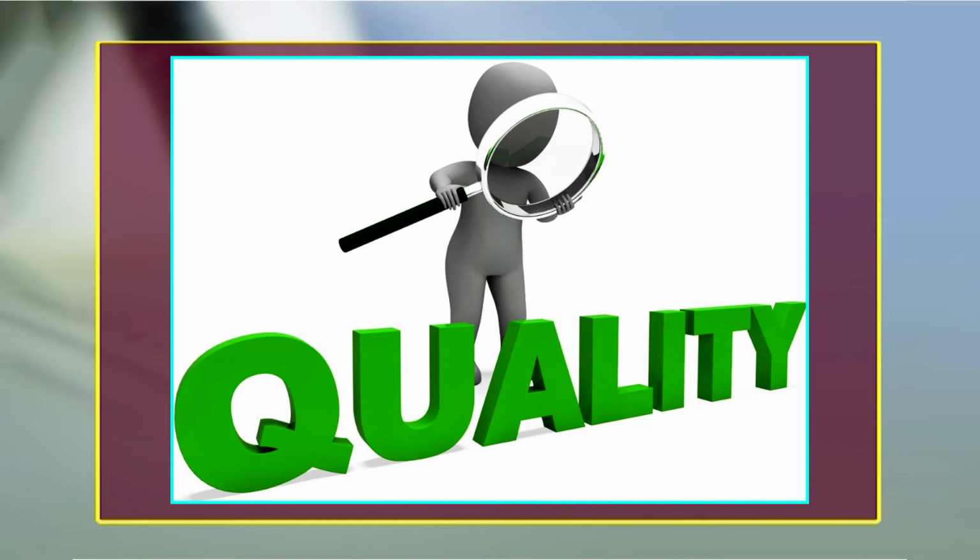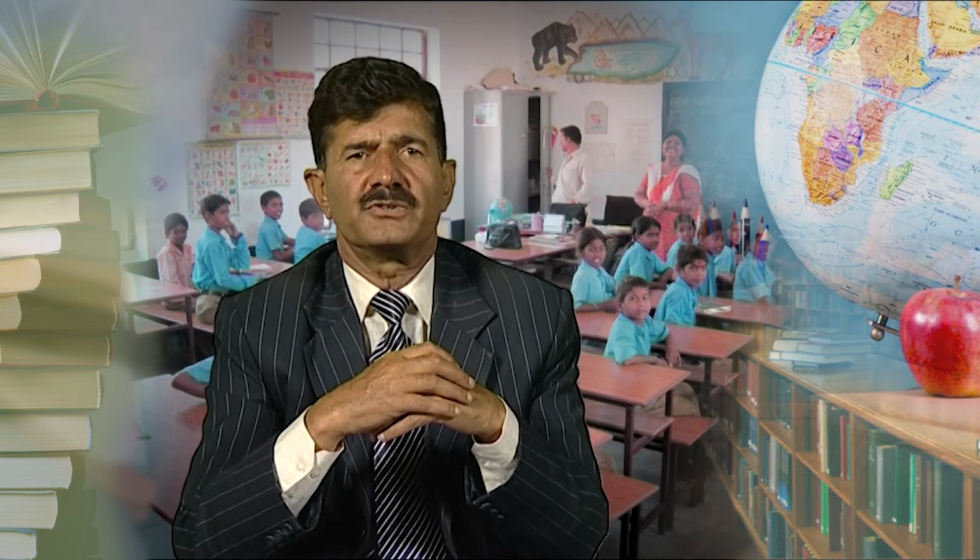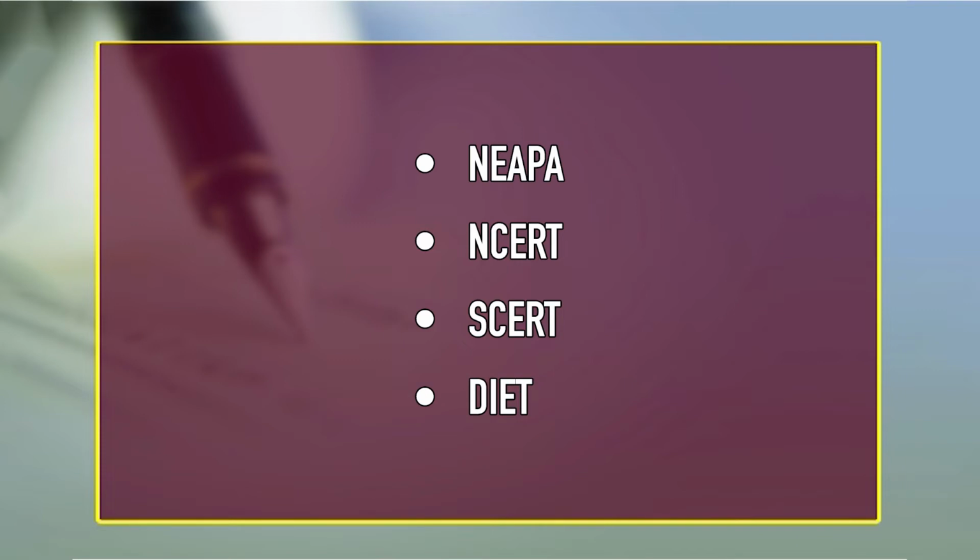Improvement in quality requires a sustainable support system of resource persons and institutions. As such, SSA conceives a major capacity building role for national, state and district level institutions like NEPA, NCERT, SCERT, DIET, etc.